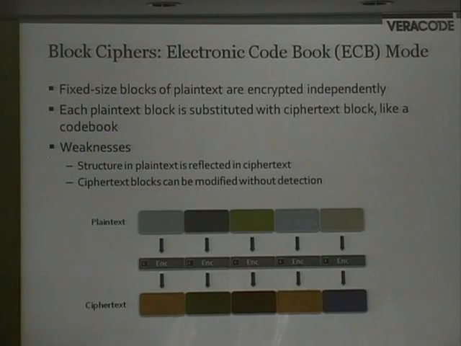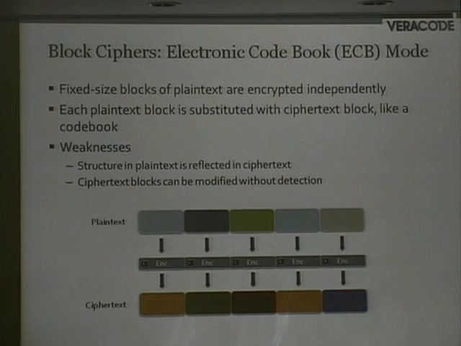So block ciphers. We're going to talk about one particular mode of a block cipher, which is called the electronic codebook mode, or ECB mode. And this is a relatively weak mode, but it's the simplest mode that a block cipher can be run in. When you're using ECB mode, every block of plaintext is treated independently of all the others. So you take the plaintext block, you run it through the encryption algorithm, and out comes the ciphertext.